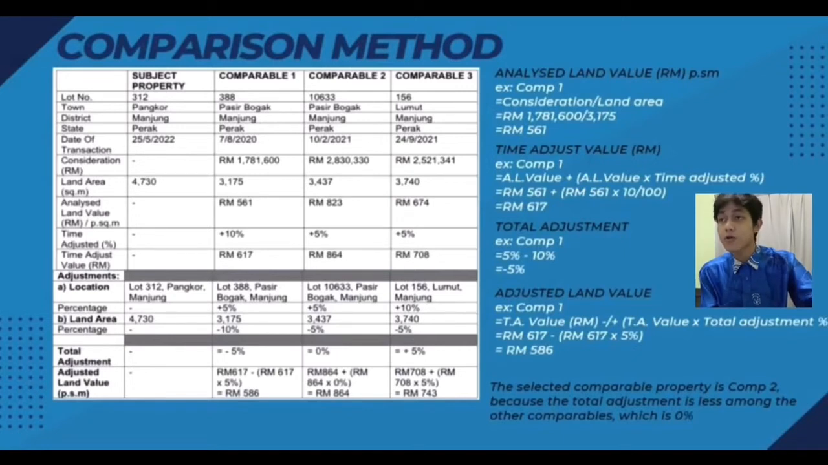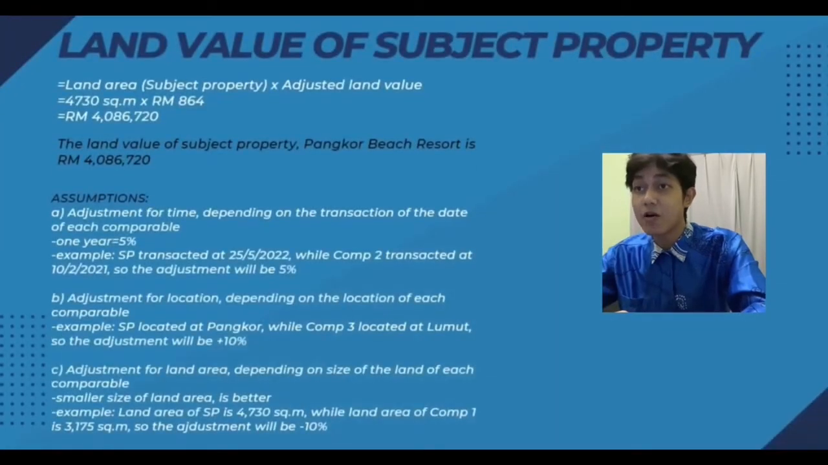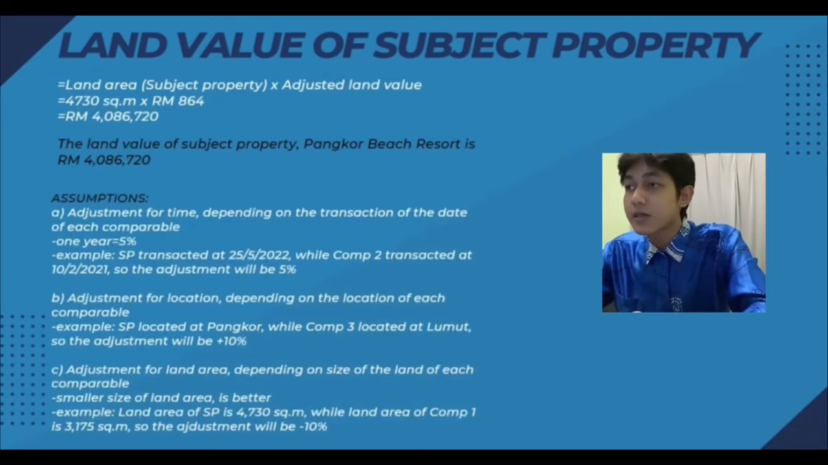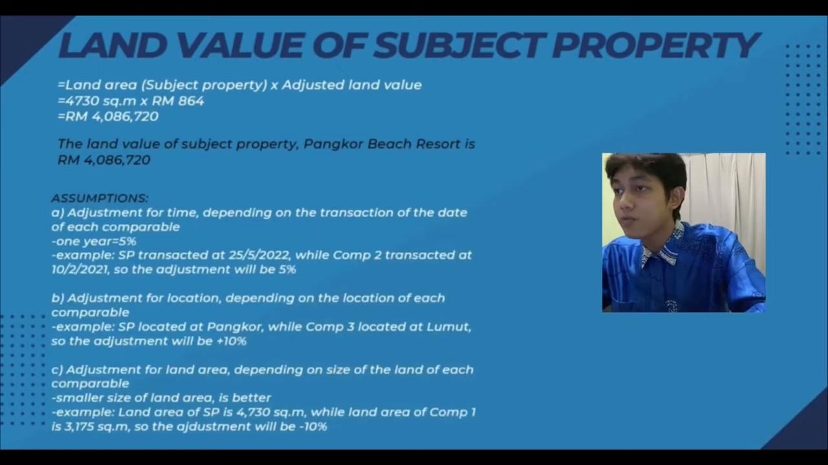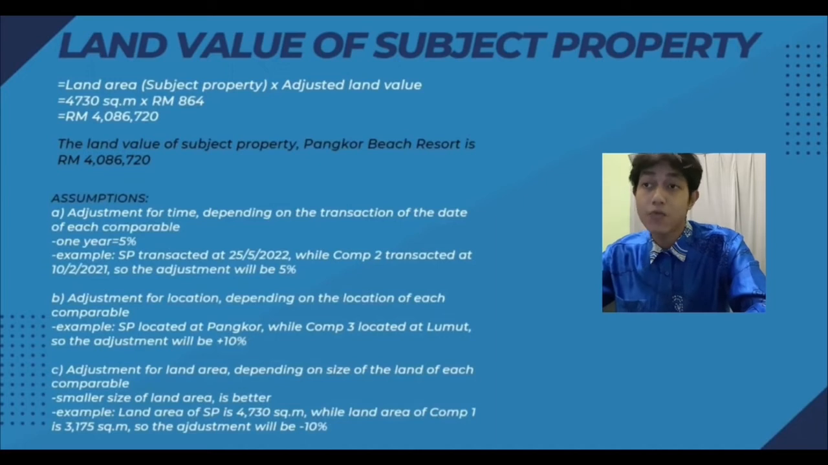After we calculate for each comparable, comparable 1, comparable 2, comparable 3, we have to select the comparable that has the least adjustment. The least adjustment is comparable 2. After we complete the comparison method, we can proceed with the land value of the subject property. The formula is the land area of the subject property multiplied with the adjusted land value of the comparable. The land area of the subject property is 4,730 square meters, multiplied with 864, and the total will be 4,086,720. So that is the land value of the subject property for Panko Beach Resort.